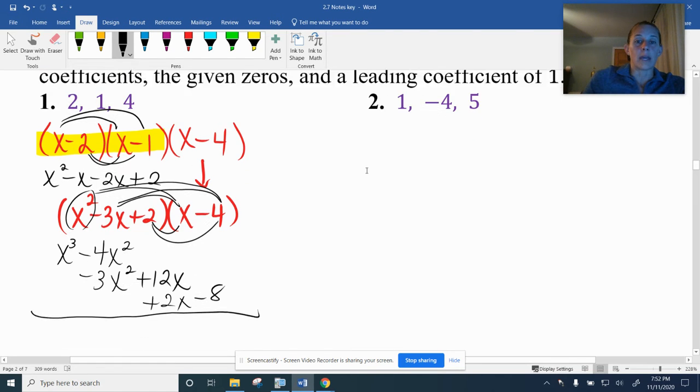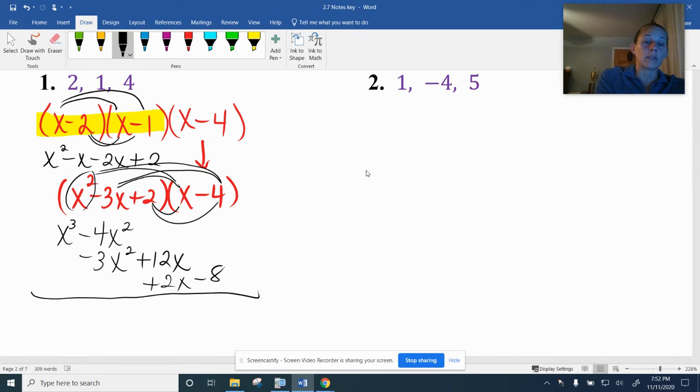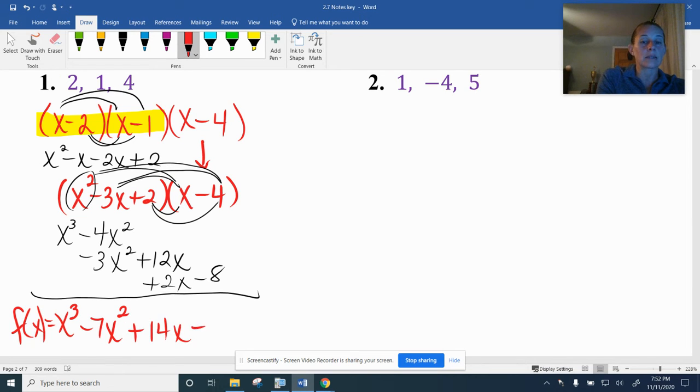Once I'm done with that, I'm just going to combine my like terms. Because of the way I set up my answer, they're already stacked together, so it's very easy to combine my like terms now. So I know that I now have f of x equals x cubed minus 7x squared plus 14x minus 8, and that would be my polynomial.